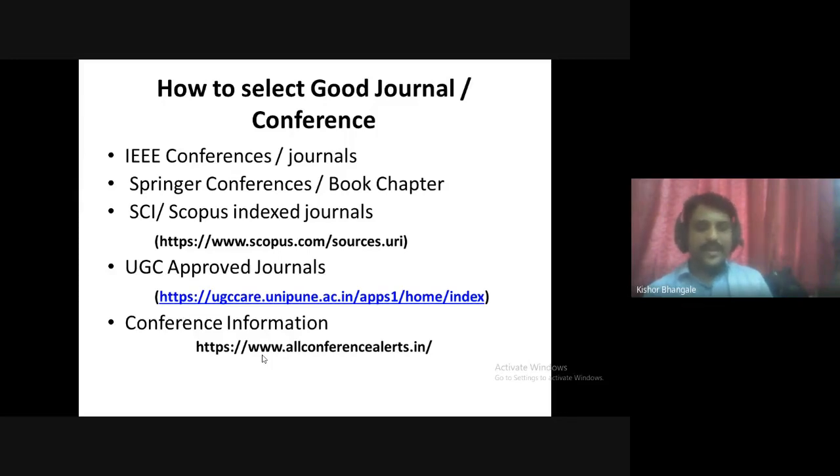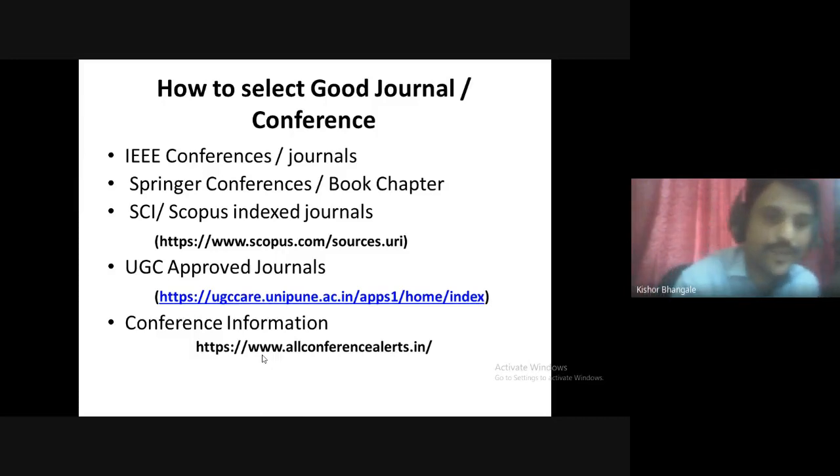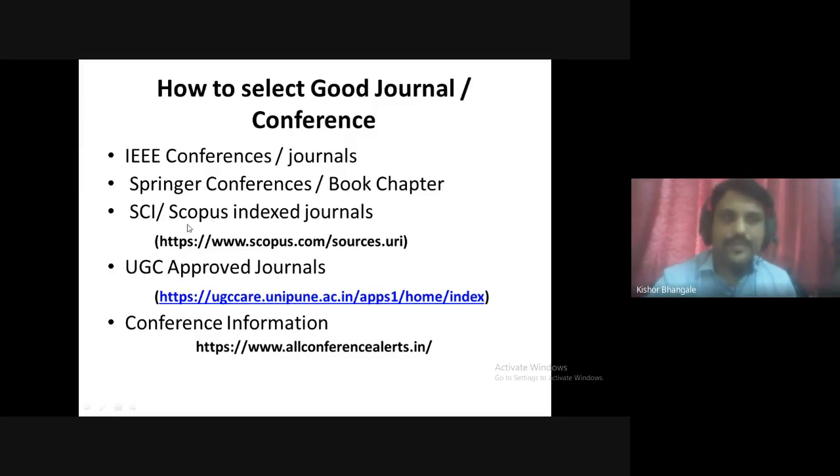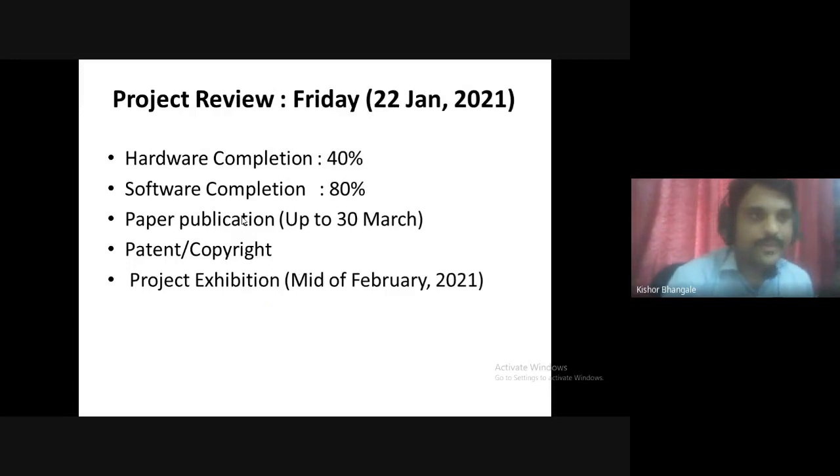The major part is that we have the project review on Friday, that is on 22nd January 2021. What is expected in that review? Many students have not yet met their guides. You are supposed to meet your guide and give a review that consists of 40% completion of hardware and 80% completion of software. Then your guide will give you a deadline before 30 March.